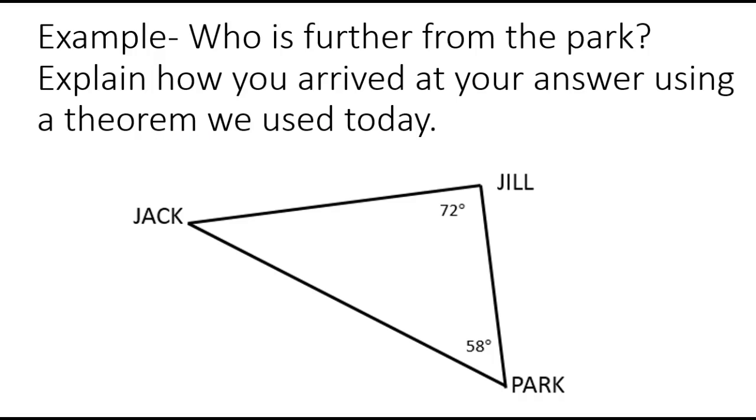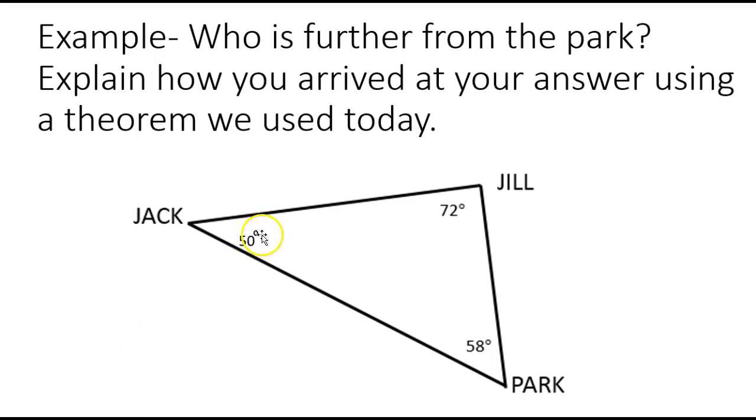Here's an example of a word problem you might get on a quiz, a test, or your midterm that asks you to explain how you know your answer is right. Jack and Jill are both located somewhere away from the park. We want to know who is further from the park, Jack or Jill, and then explain how you arrived at your answer using one of the theorems we just talked about. The first thing I notice is that Jack has no angle measure. So I would pause the video and figure out what angle measure has to be right here for this part of the triangle.